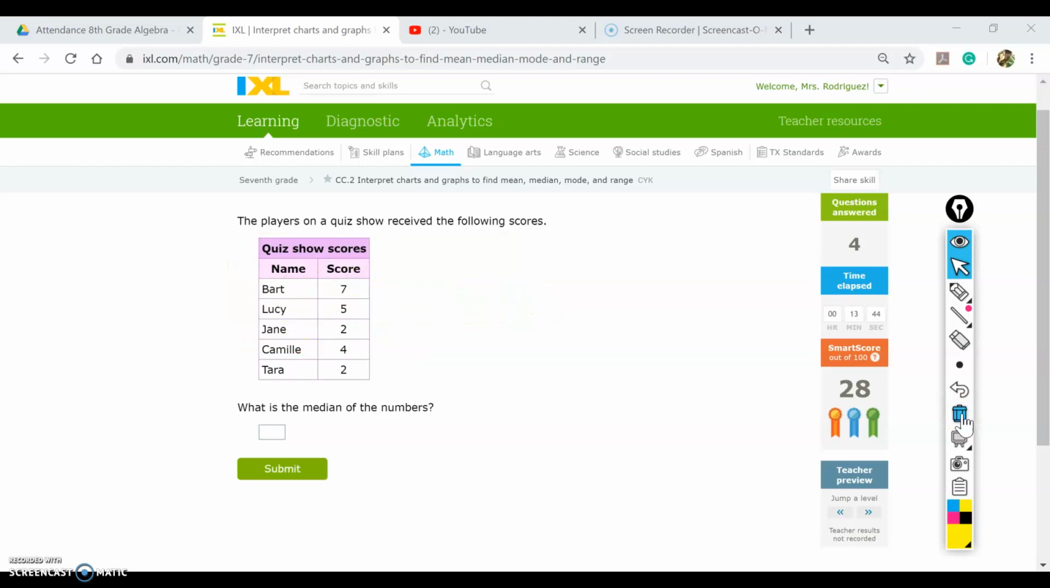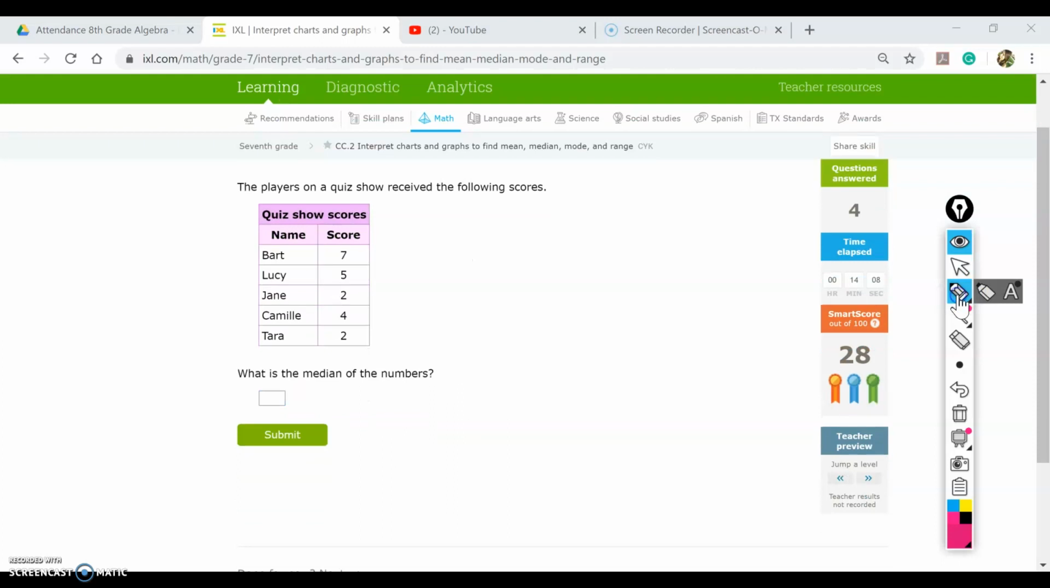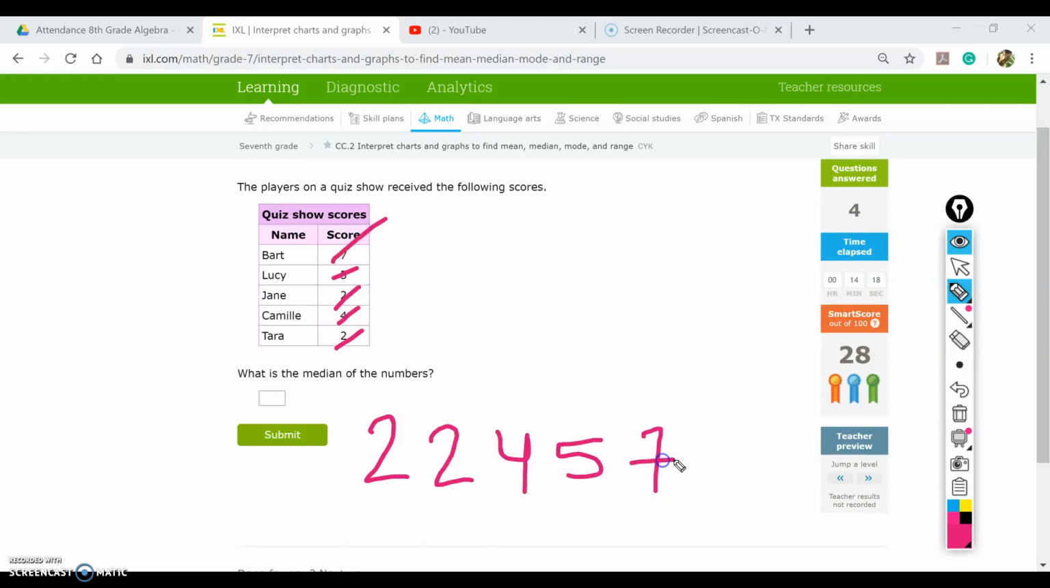Okay, I'm going to do this one and then I'll jump to like the 70s or something like that. So question 4. The players on a quiz show received the following scores, and then they give you the scores. What is the median of the numbers? For the median, remember that you put them in order from the lowest score to the highest score. So the lowest number I have is a 2, so I'm going to write 2, and then I have another 2, and then I have a 4, then I have a 5, and then I have a 7.